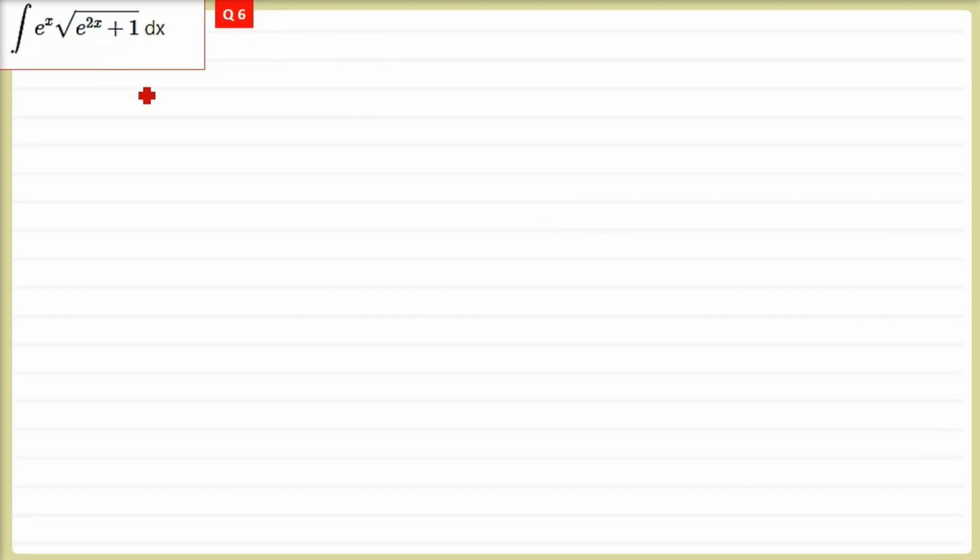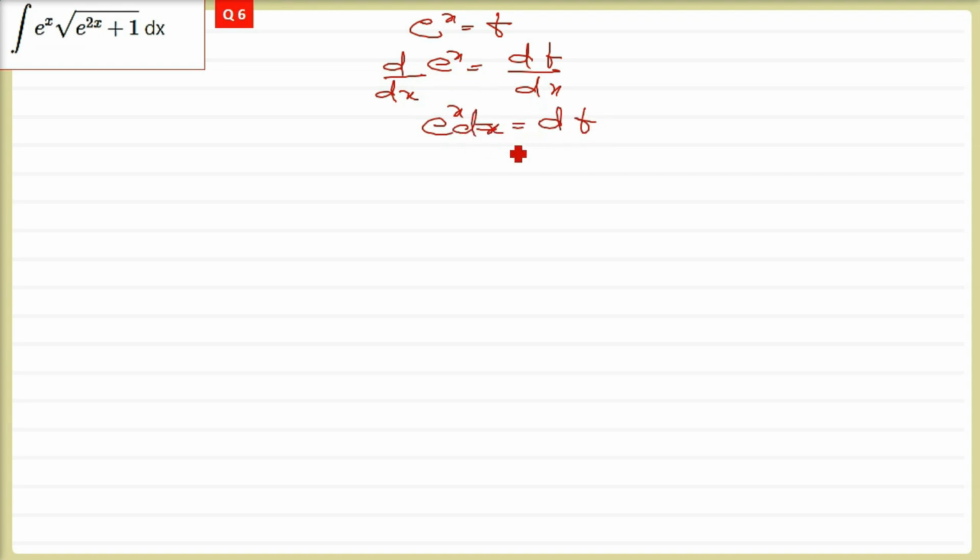In the same way, we can see that e raise x will always give you e raise x. So if we take e raise x as t and differentiate both the sides, the derivative of e raise x will be e raise x and the derivative of t will be dt by dx. So you can write e raise x as dt by dx, and then you can get dt by multiplying this dx on the left side. So dt will be equal to e raise x dx. So these both are known to us now, and we are ready for the replacement. e raise x dx I am replacing by dt. Inside the root, e raise x is only t, but e raise 2x will be what? If you make t square, it will be e raise 2x.